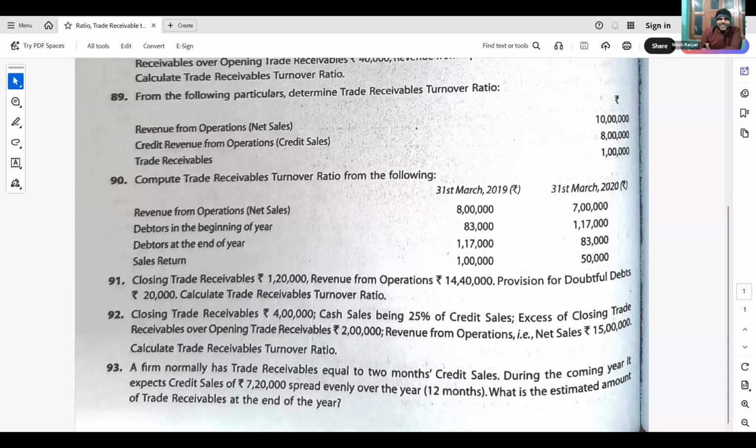Okay, so average trade receivable is how much you have calculated, Sufyan? 300,000. Okay. Anyone else completed the question? Maria? Yes, sir. How much you got? 4 times. Okay. Janumi? Sir, I also got 4 times. Okay. Sufyan? 4 times, yeah.